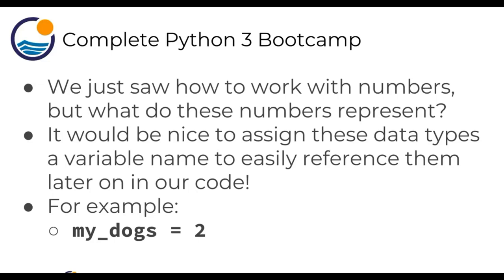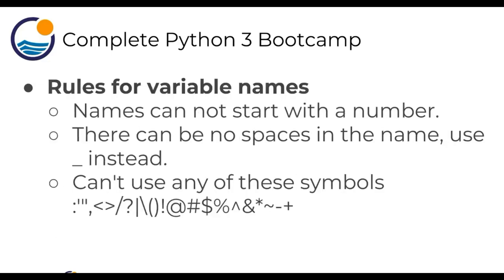For example, I could say a variable name my_dogs is equal to 2 because I have 2 dogs. Now, there are a couple of rules for choosing a variable name in Python, and these rules are that names cannot start with a number. There can also be no spaces in the variable name, so you should use an underscore instead, and you also can't have any of these symbols in a name. And if you accidentally forget this list of symbols, if you were to type one of these symbols out in a variable name, Python would quickly complain and you'd have an error. So you don't need to worry about memorizing all these. You'd get the error as you're typing along.